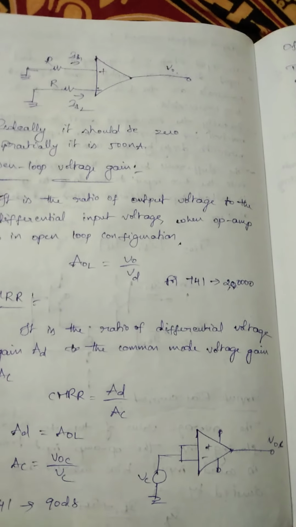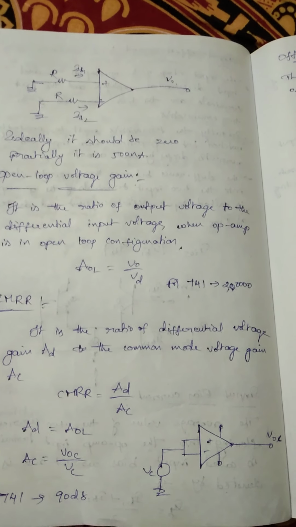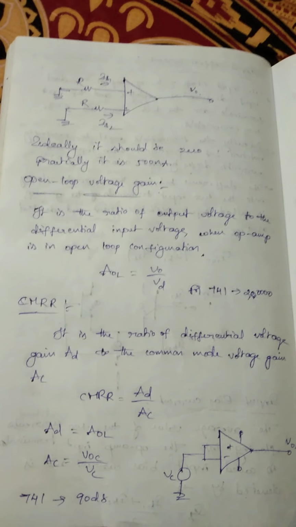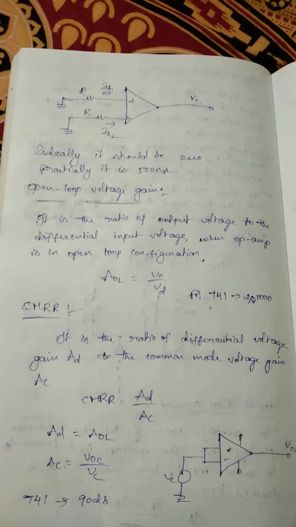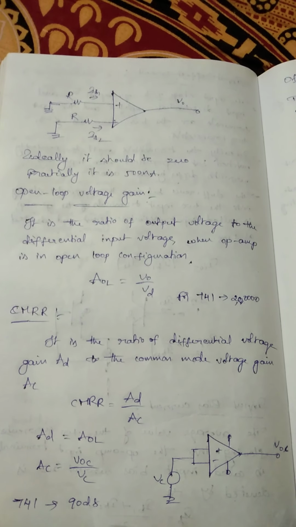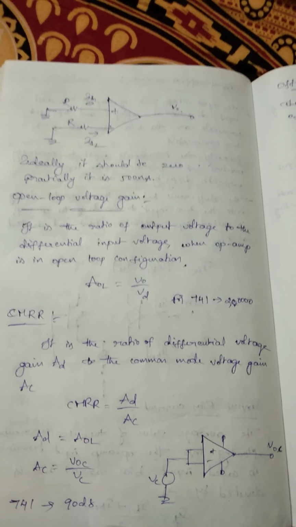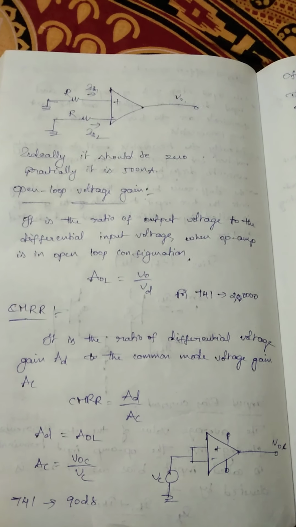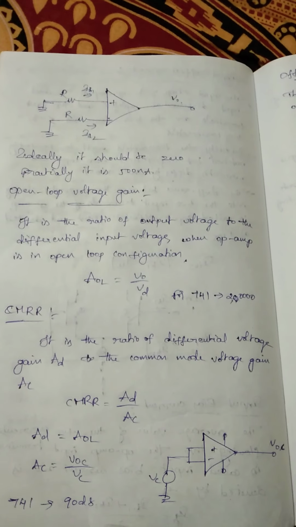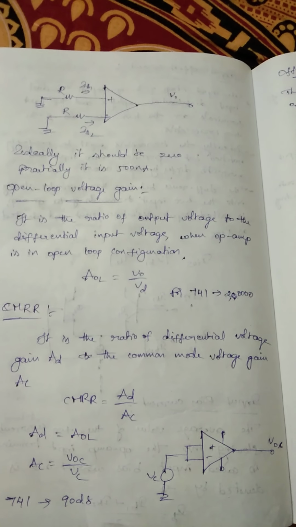And fourth one is open loop voltage gain. We know the voltage gain is the ratio of output voltage to the input voltage. Open loop voltage gain means it is the ratio of output voltage to the differential input voltage of the op-amp when the op-amp is in the open loop configuration. That means there is no feedback from output to the input.